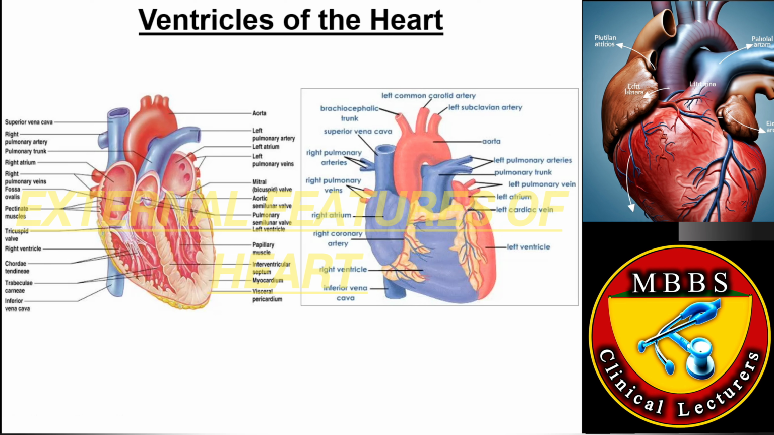The right ventricle pumps blood into the pulmonary trunk. This is the right ventricle, so blood is pushed from here to the pulmonary trunk, whereas the left ventricle pumps into the aorta. This is the left ventricle. It pumps the blood into the aorta. This is the aorta. This is the left ventricle. It pumps blood into the aorta.